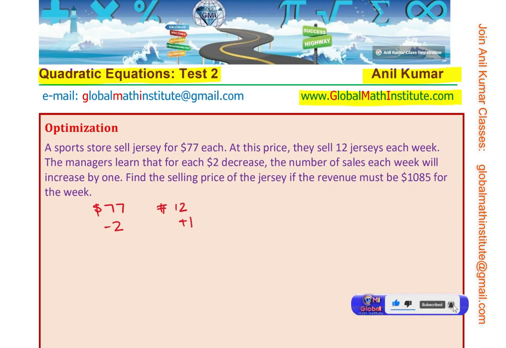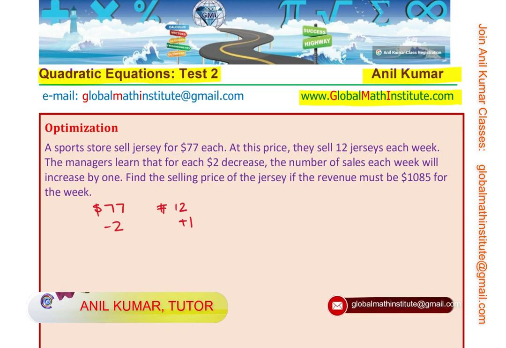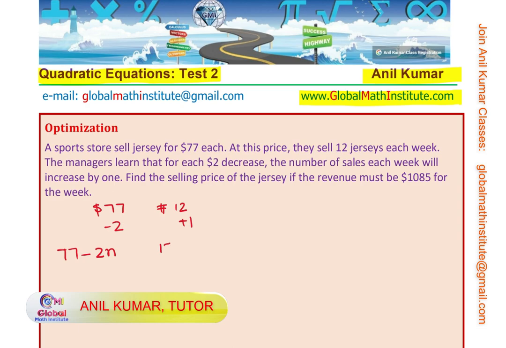So, 75 will give me a sale of 13, right? But if I reduce by 2n, so what I'm doing is 77 minus n multiples of 2, then I'll be able to sell 12 plus n jerseys. Does it make sense to you?